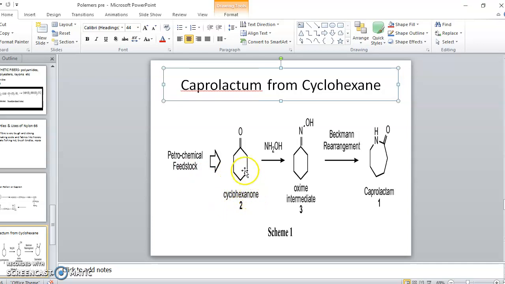Cyclohexanone. On means C double bond O, ketone group. Cyclohexanone, NH2OH. NH2OH means hydroxylamine. When treated with hydroxylamine you will get an oxime intermediate.